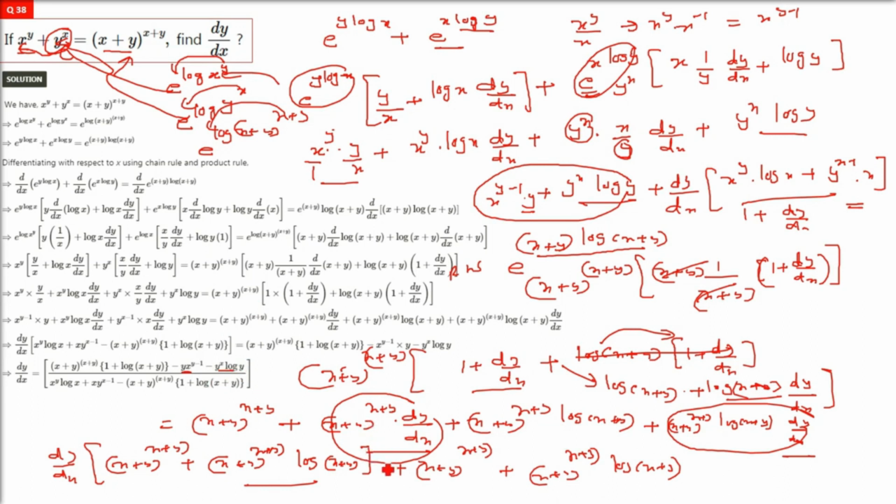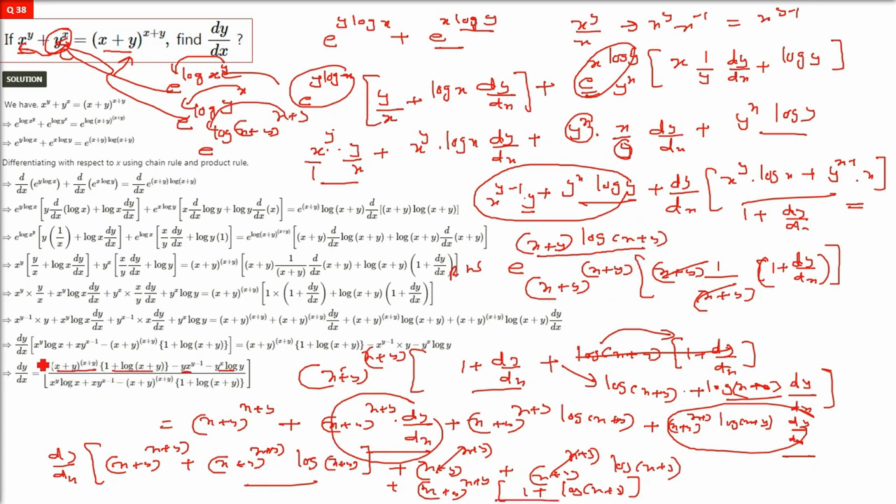And what is remaining? Here x plus y to the power x plus y, and here you can take x plus y to the power x plus y common. You will get 1 plus log of x plus y inside. So 1 plus log of x plus y. This term is without dy by dx. So this is the third term which I just wrote.